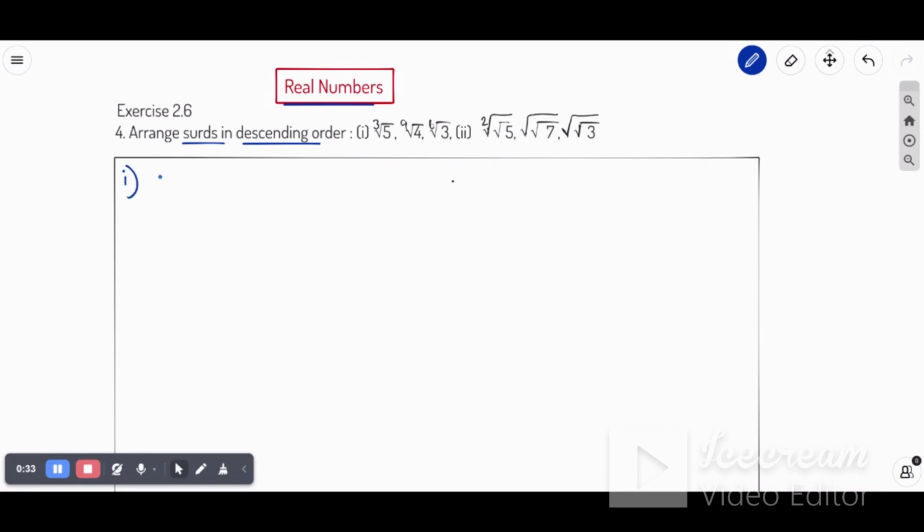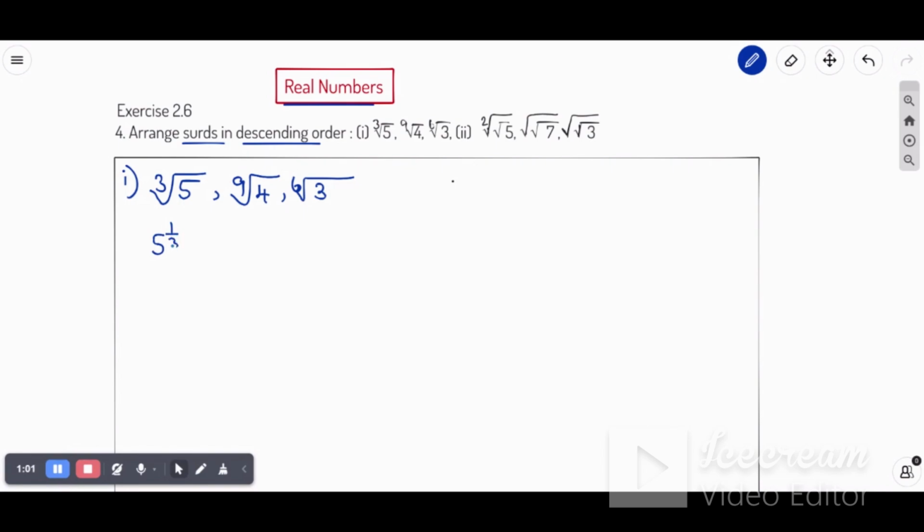So let us move on to our first question. Please always carefully write your question. Cube root of 5, ninth root of 4 and sixth root of 3. So this is your question. You have the orders as different, and if the orders are different, you can't compare the surds, like if the denominator is different, you can't compare the fractions, right? So why is it like that?